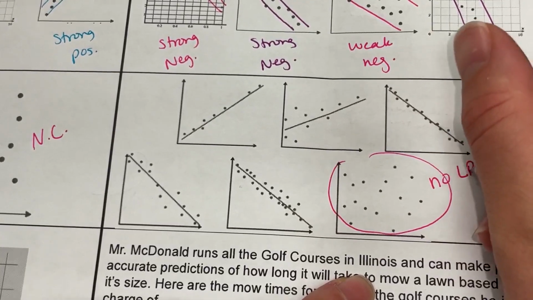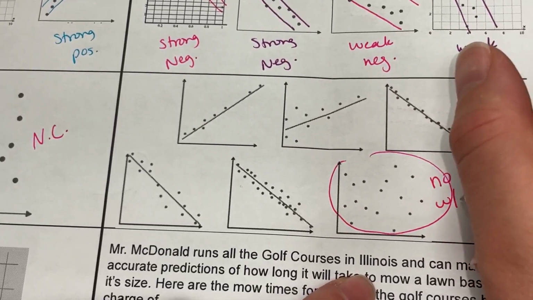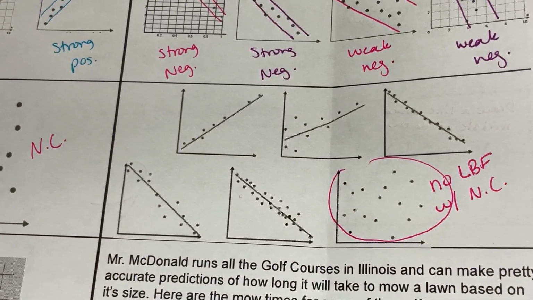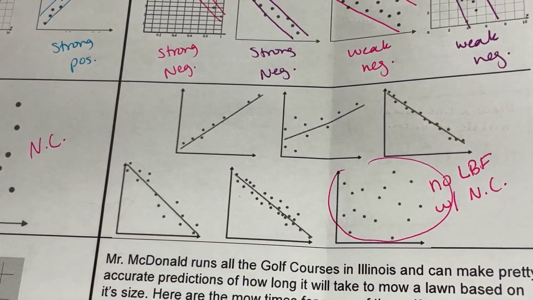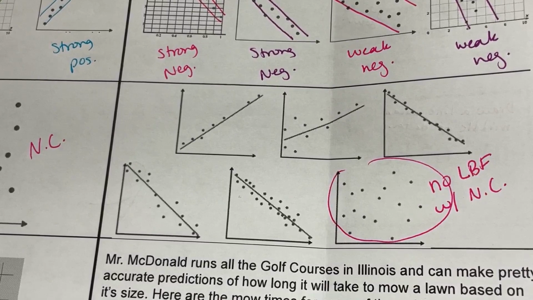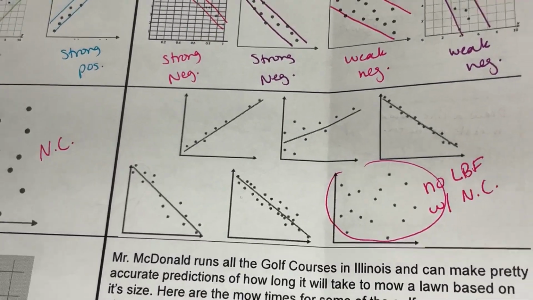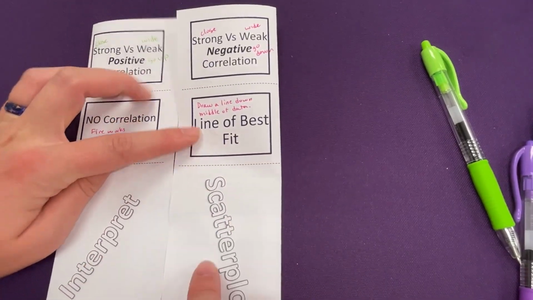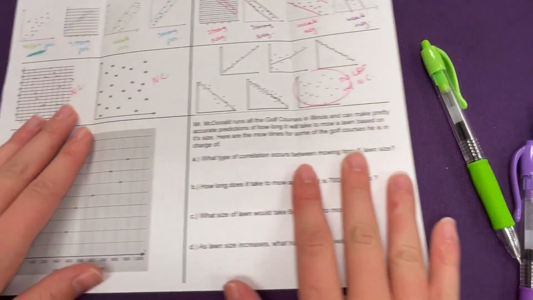no line of best fit with no correlations, right? You can't draw a line. There's no downward or upward direction that's happening, okay? So there's that. Now, we're gonna get to where we interpret the scatter plots. So we're gonna do some reading and some writing.